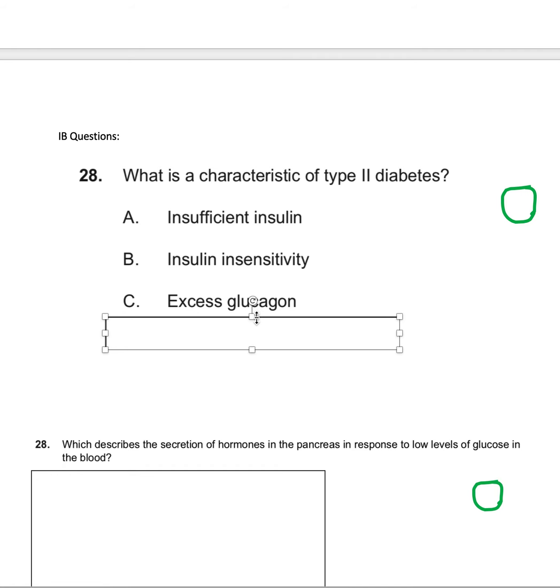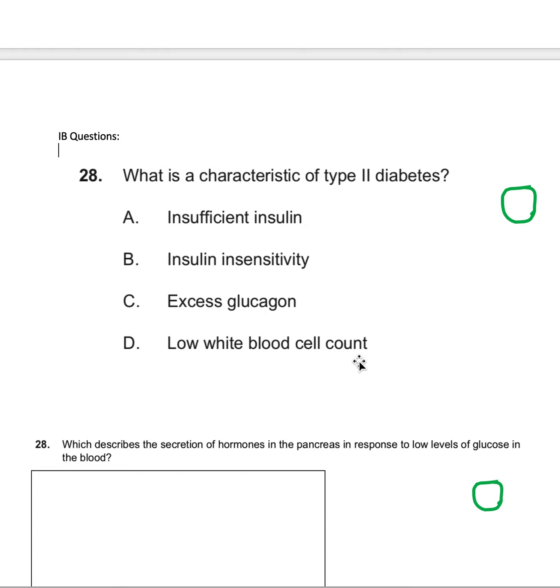Excess glucagon. So it's saying there's too much glucagon in your body, but that's not true. All the other hormones are the same for type 2 and type 1 diabetes. It's just insulin that it doesn't recognize. So that can't be correct. And then the last one here, low white blood cell count. That's not relevant to diabetes because white blood cells are supposed to fight disease, like flu or something. So this is not even relevant. So we know that it's going to be B.